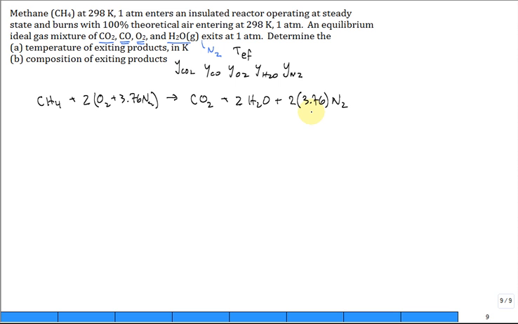Is that balanced for 100% theoretical air, assuming complete combustion and no dissociation? You like that? Thumbs up? Good, you're all with me? Good, good. So now what we do is we think about these being our reactants and these being the products, but in the products modify that right-hand side to account for some dissociation of CO2.